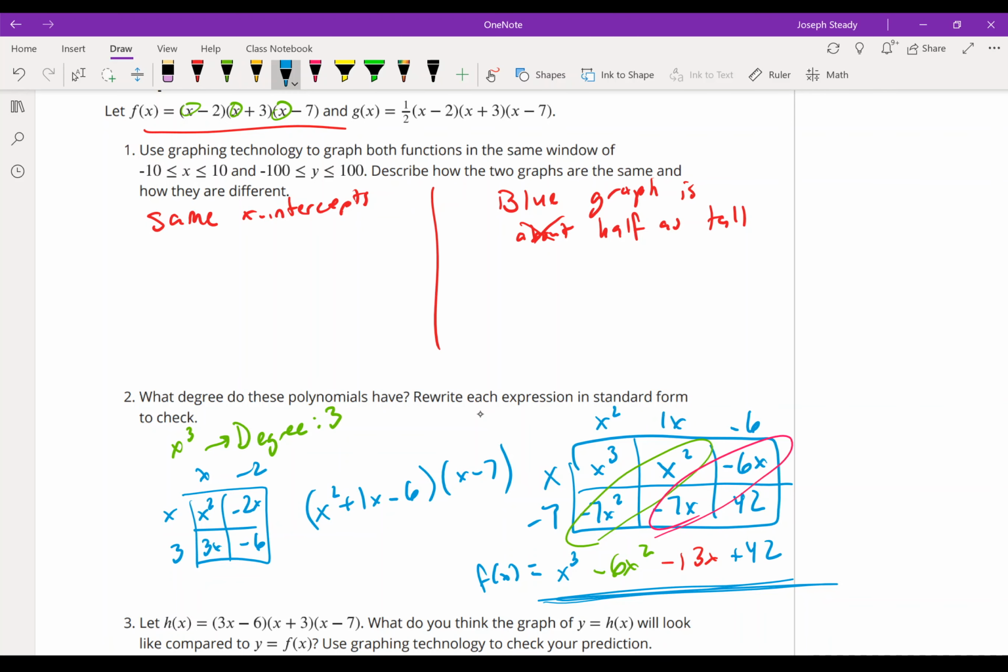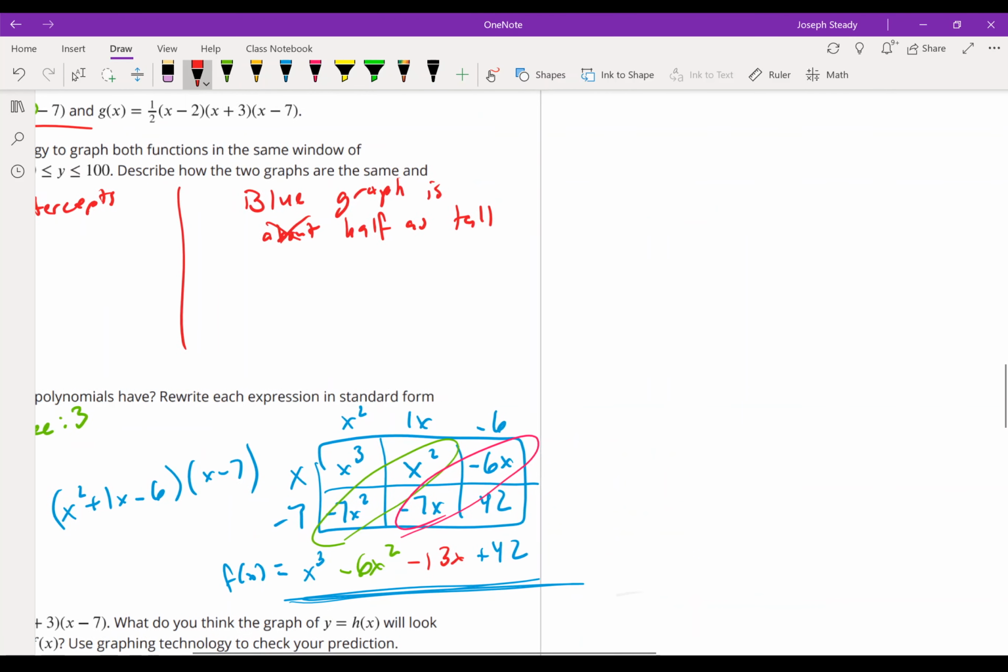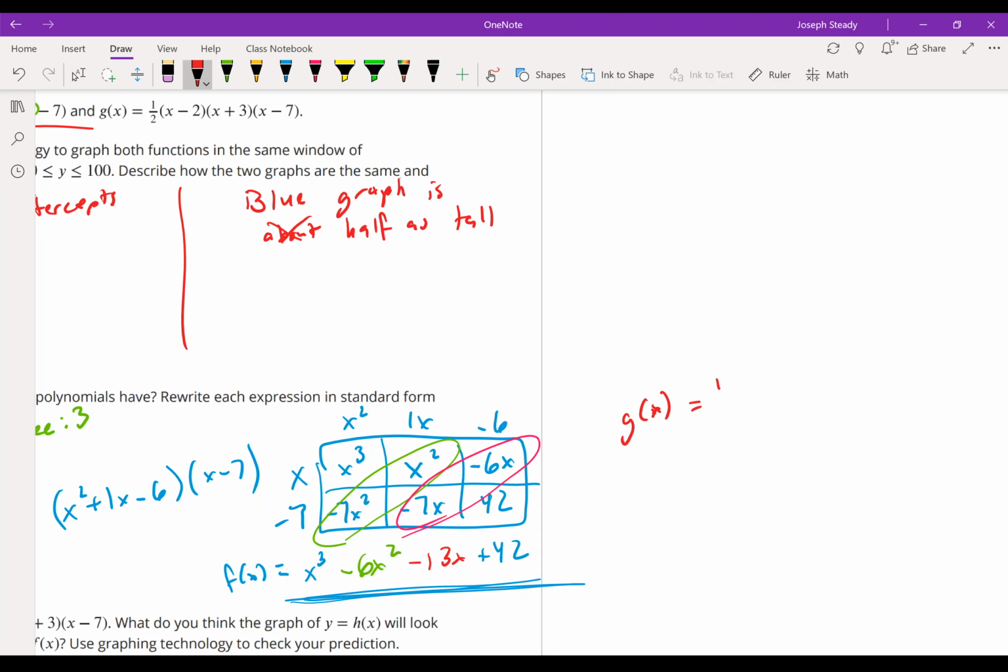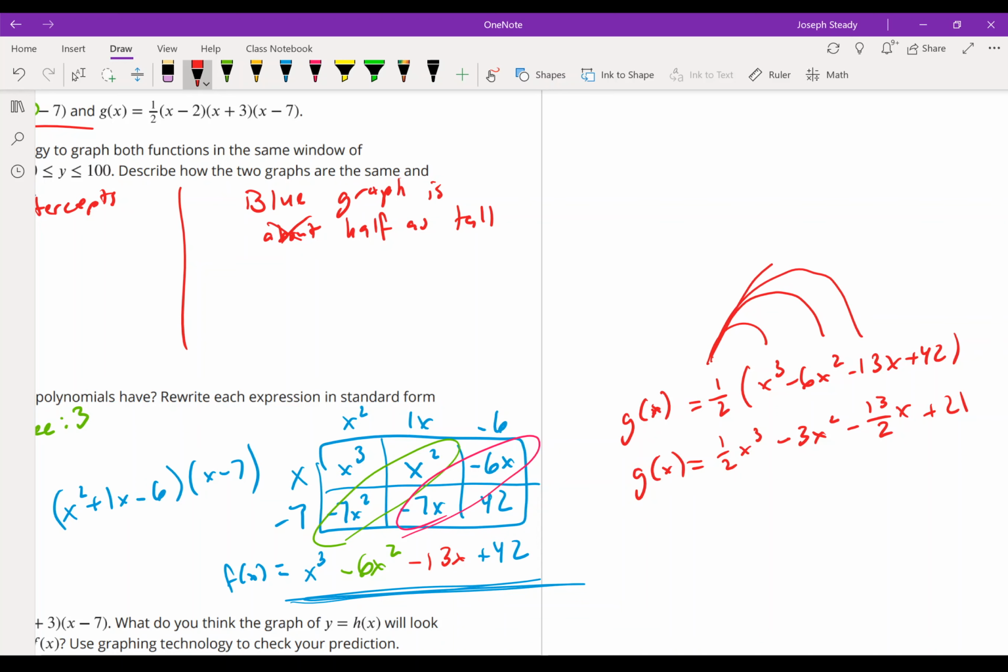Now, for g of x, that multiplication is all exactly the same, except that it has that 1/2 out front still. But everything else did not change. So if I want to write this perfectly out in standard form, I can just distribute that 1/2. So that's 1/2 x to the third minus, let's see, half of 6 is 3. So 1/2 times negative 6x squared is negative 3x squared. 1/2 times negative 13, I'm just going to leave that as a fraction. It's 13 halves x. And then 1/2 times 42 is 21. So by just distributing that 1/2 to each of those pieces, we can find out what g of x is. And they are both degree 3 polynomials like we thought they would be. They both have x cubed as their highest power.